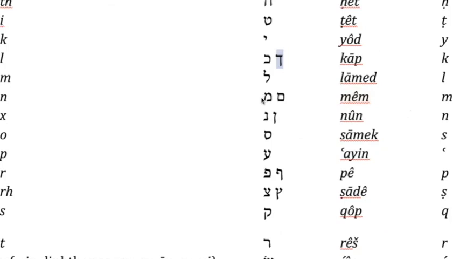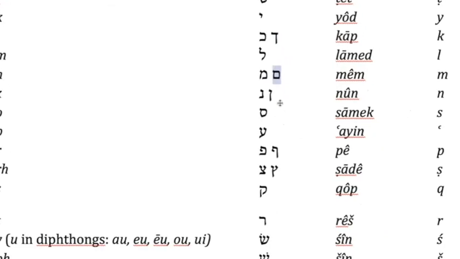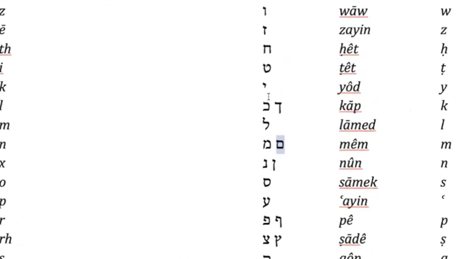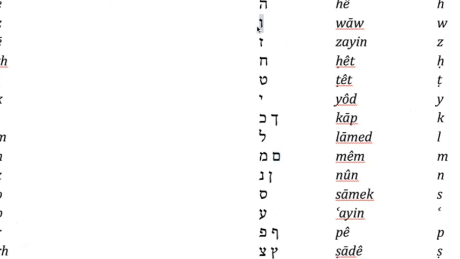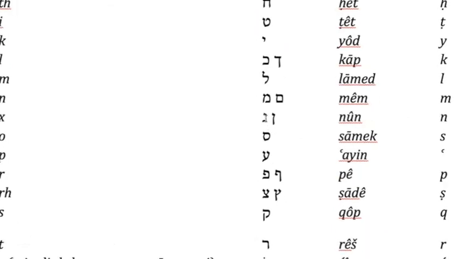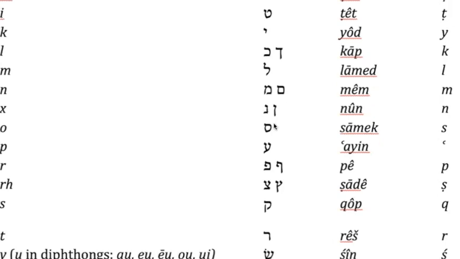Mem is an M sound, and it kind of looks like a house with a chimney. And it has 2 different forms. One is at the end of a word. Nun, it almost looks like a Vav, but it has a little tail at the bottom. It's an N sound, and it changes form at the end of a word also.